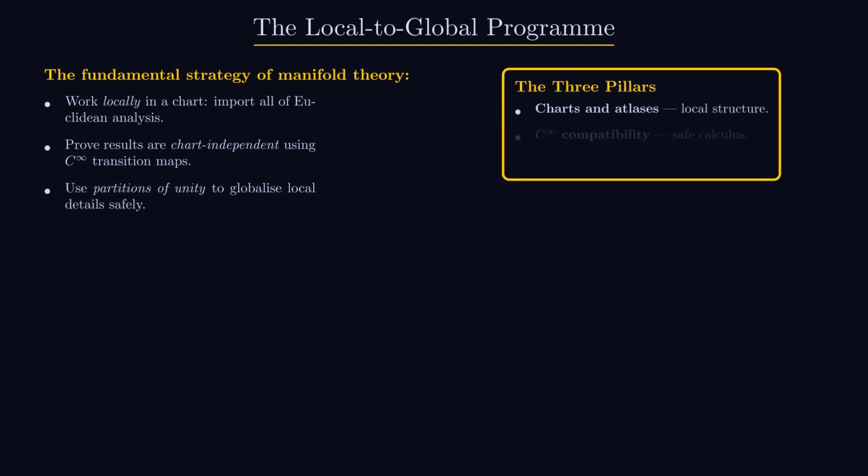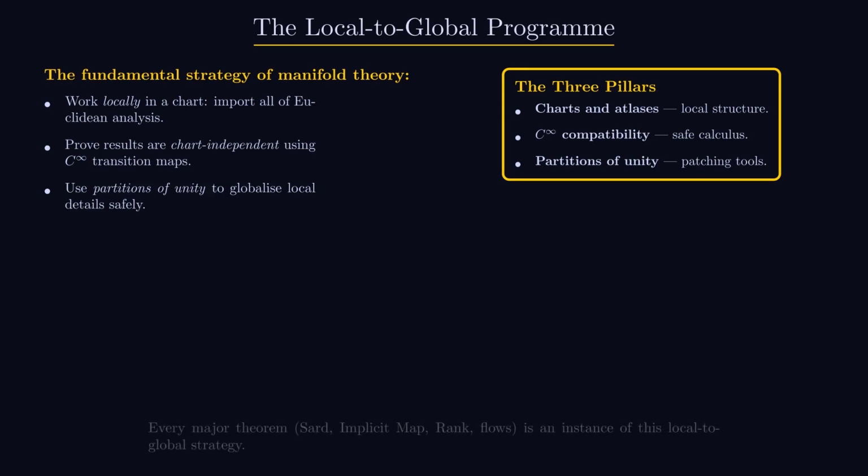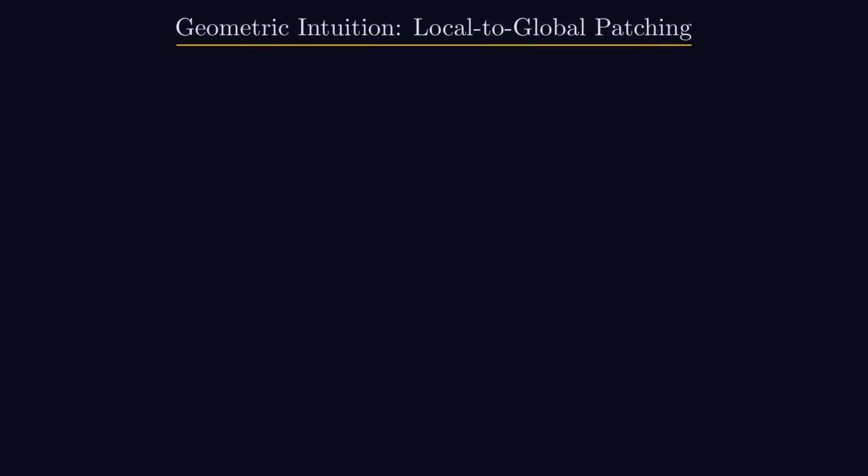These three steps rest on three pillars. Charts and atlases provide local structure, C-infinity compatibility makes calculus safe and chart independent, and partitions of unity are the patching tools. Every major theorem in this course, Sard's theorem, the implicit map theorem, the rank theorem, and the theory of flows, is an instance of this local to global strategy. Here is the atlas picture made visual.